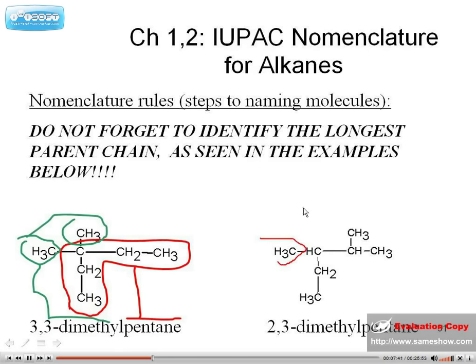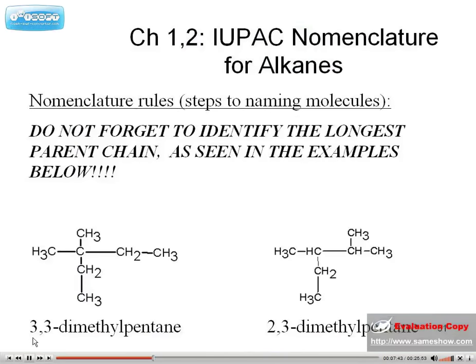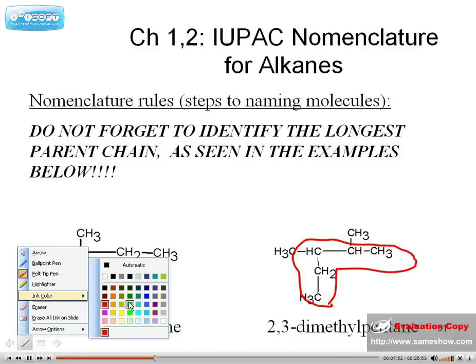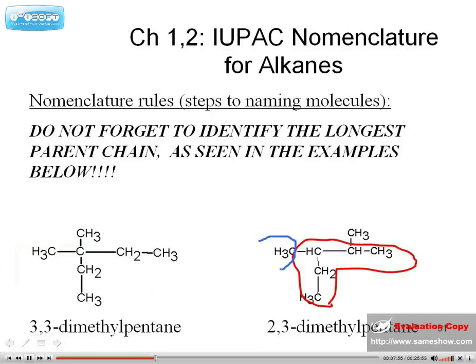Let's go ahead and take a look at the one over here. And let me go ahead and erase all these marks. I'm going to go ahead and circle the parent, and then the branches are here. Keep in mind, this is the side closest to the nearest branch, so 1, 2, 3, 4, and my ugly 5. So in this case, it's going to be 2,3-dimethyl, and then the parent name is going to be pentane.